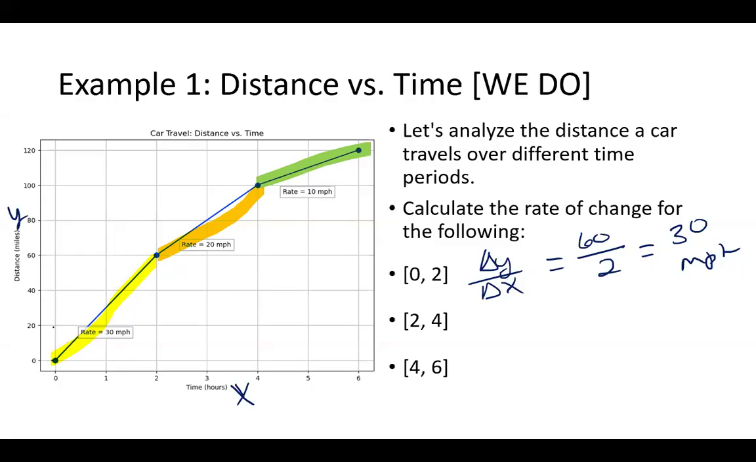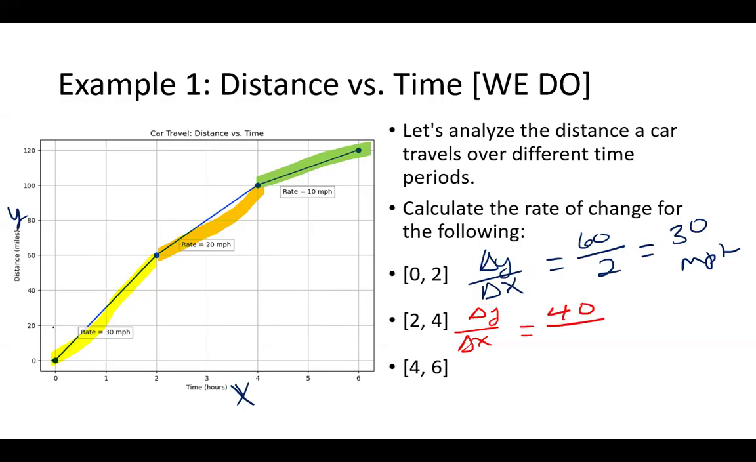Who would like to tell me what did you get for your change in your y for 2 to 4? What was your change in your y? The numerator, what's your numerator value? Numerator. Somebody, anybody? I don't know. I put 40 over 2. There we go.